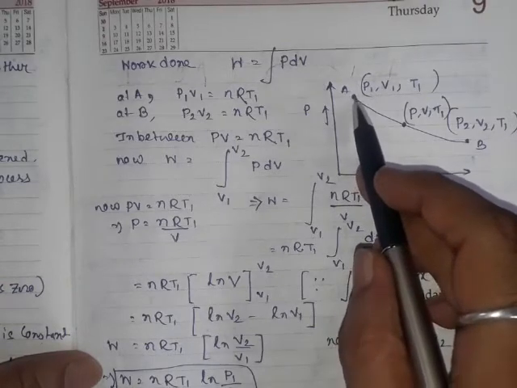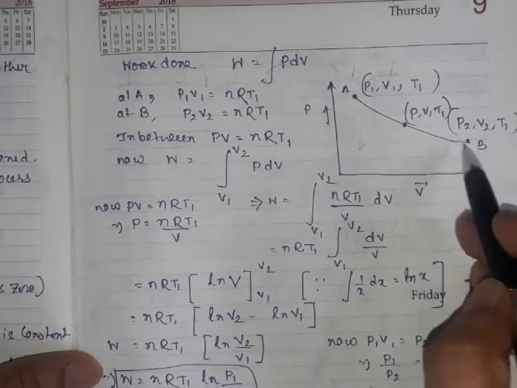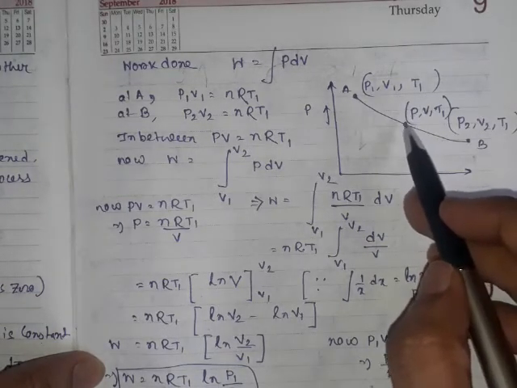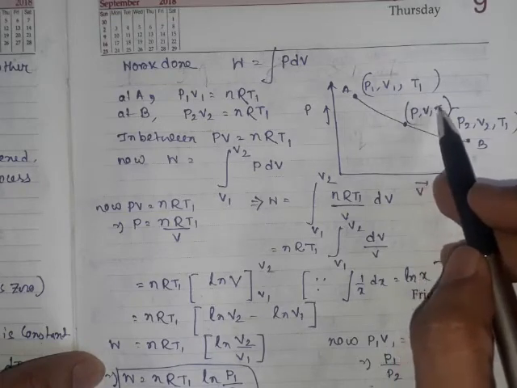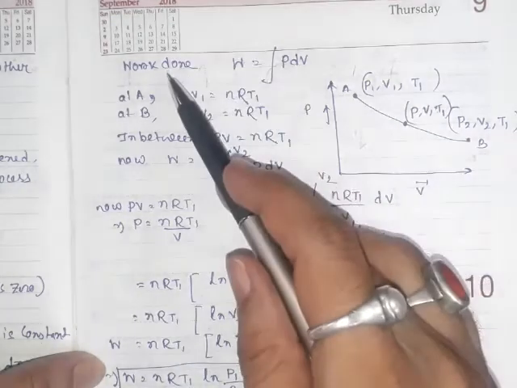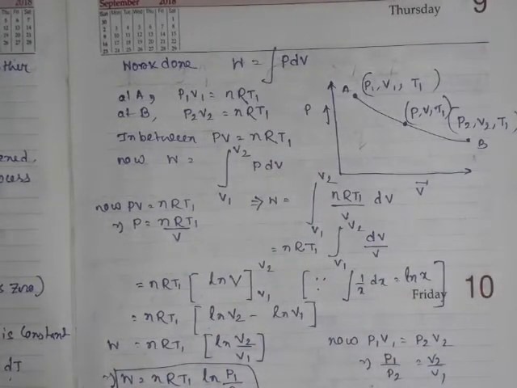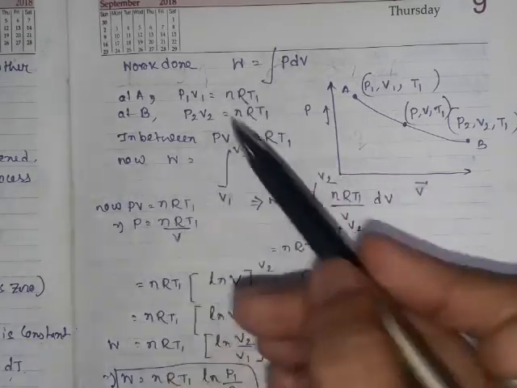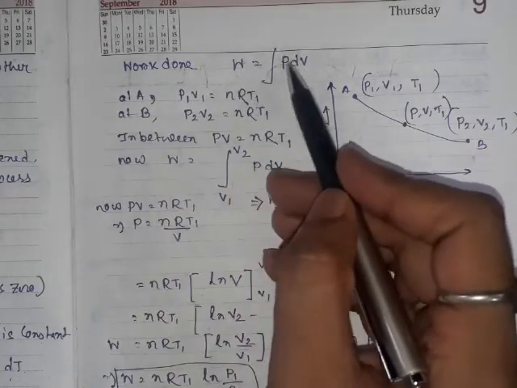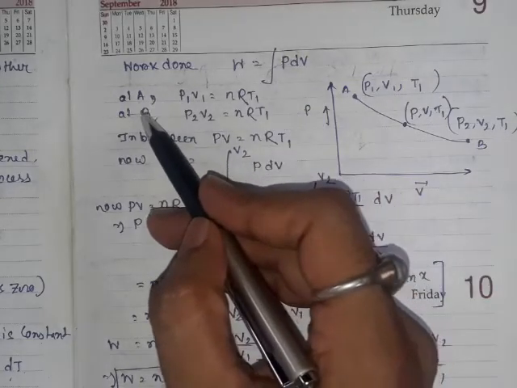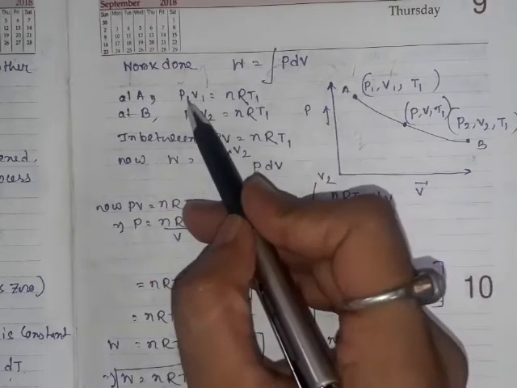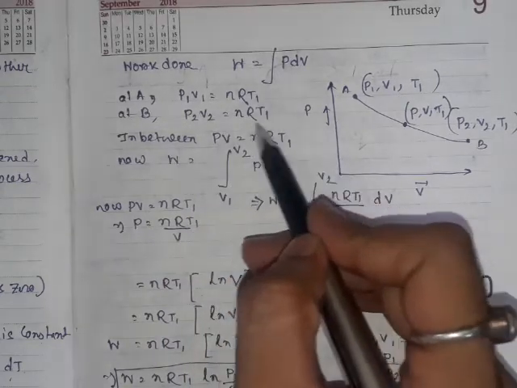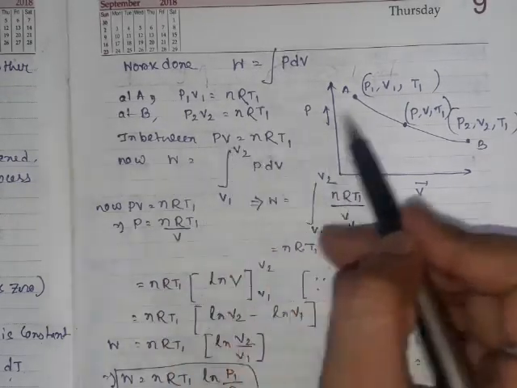Now I have shown here an isothermal process. That process starts from A, that is P1 V1 T1, and it ends at the state P2 V2 and temperature T1, and there is an intermediate state called P V and T1. We know the work done, W equals the integration of PdV. As we know, dW is PdV, pressure times change in volume. To get the work done, we have to integrate this. At A, the equation we can write is P1 V1 equals nR T1, that is the ideal gas equation. At B, it will be P2 V2 equals nR T1.